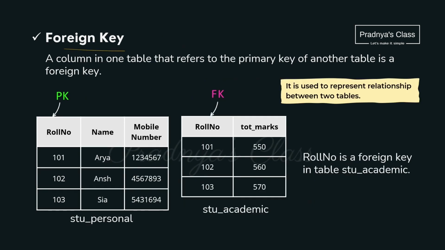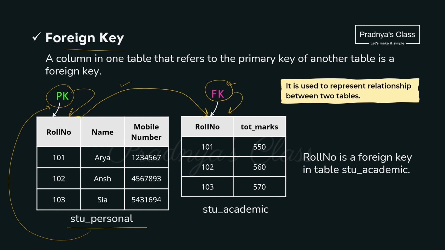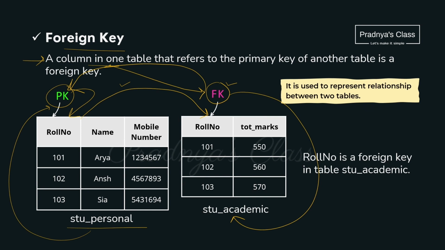The last important key is foreign key. Foreign key is used to combine two or more tables. Look at the first table. The primary key of the first table is roll number. If we consider this roll number in another table, that will be the foreign key of this table then. Now let's read the definition. A column in one table which refers to the primary key of another table is called a foreign key. So for this student academics table, roll number is the foreign key because it refers to the primary key of another table. Hope you understood the concept of keys.